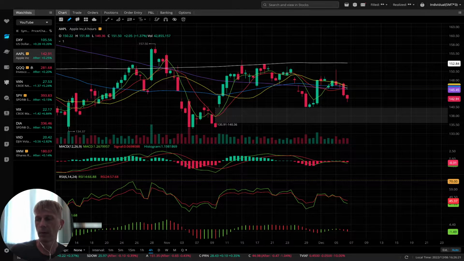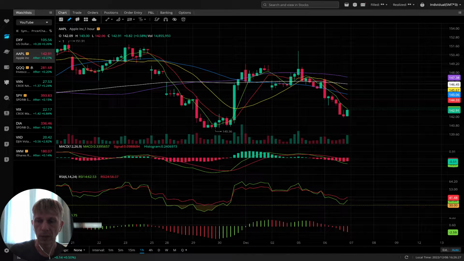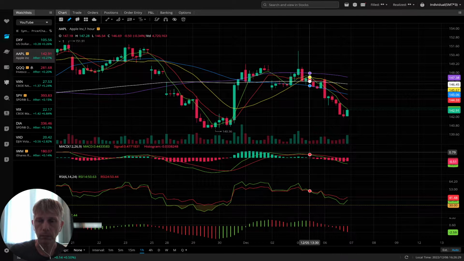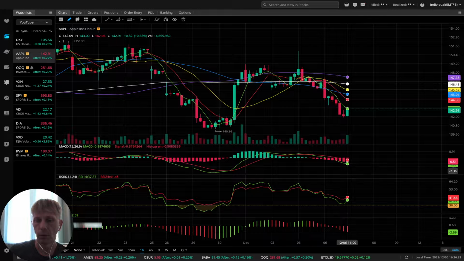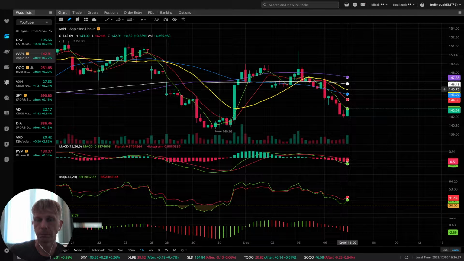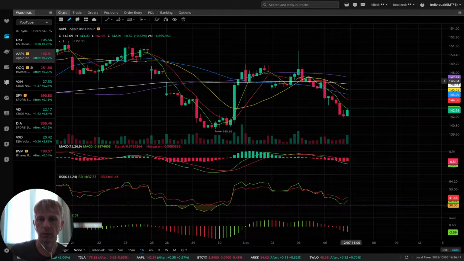Let's check 1 hour. 1 hour bearish. 1 hour still bearish on all indicators. Far from 820. Definitely wants to go back to 820.